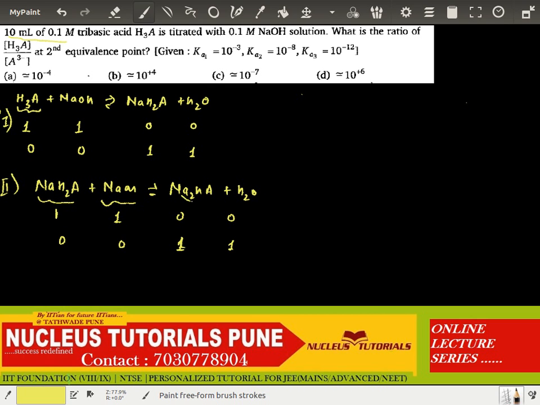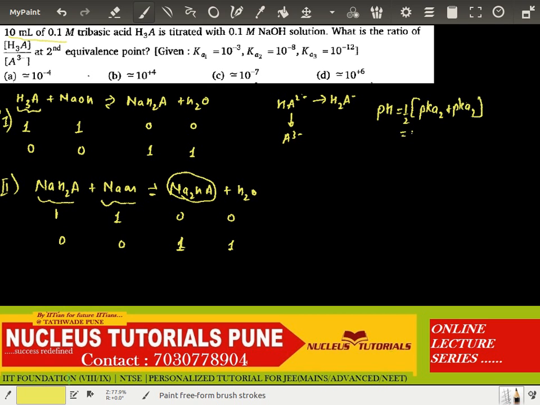Now this is an intermediate salt, right? So we can see that at the second equivalence point in solution we have HA2 minus. It will have equal tendency to absorb a proton to give us H2A minus, or to lose a proton to give us A3 minus. So clearly we have seen this in an earlier example. So pH would be 1 by 2, this will be pKa2 plus pKa3.